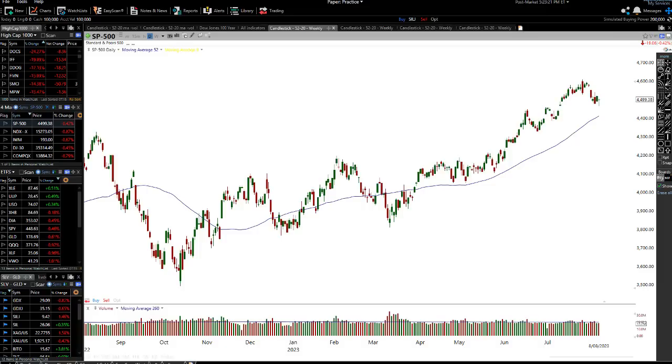So let's actually go through the actual stock market itself. Let's go through a bit of an update here. Let's start off with the good old Dow Jones.